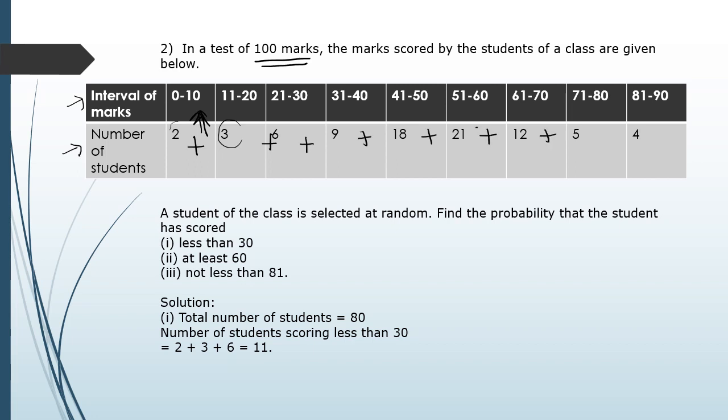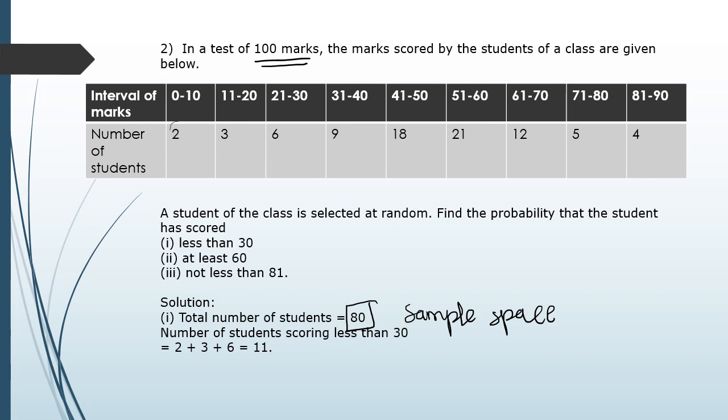And that would be equal to 80. If you see here, total number of students are 80. So that is our sample space. Alright, what is the first probability to be found out? Less than 30. We have to find out the students who have scored less than 30.